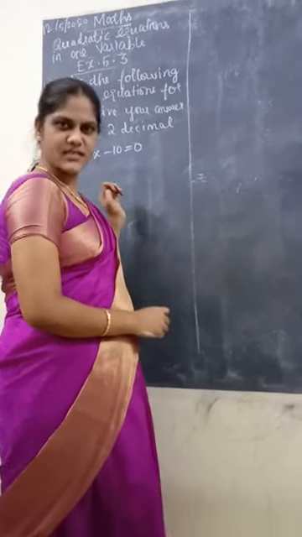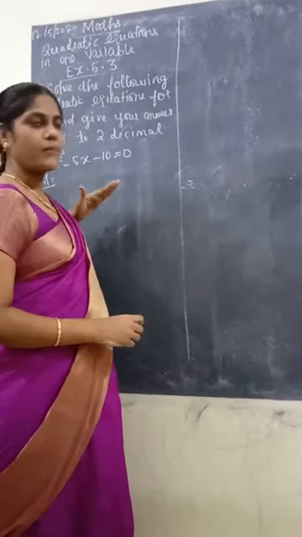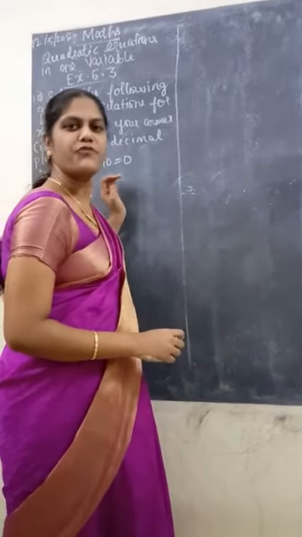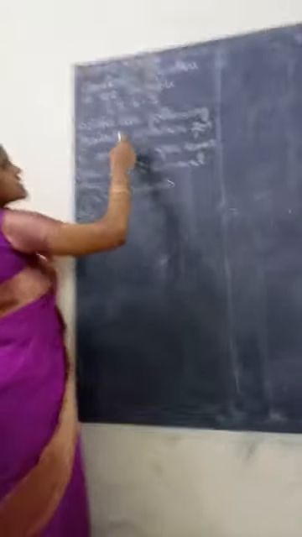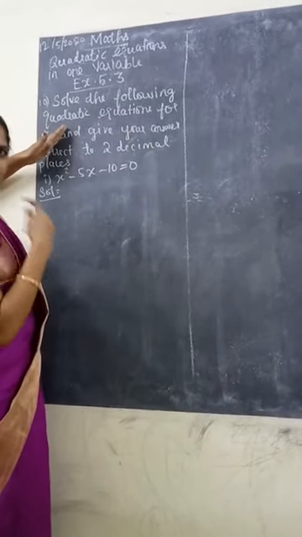Hi students, this is today's class exercise 5.3 continuity. Already we have completed up to the 9th sum. This is from the 10th sum. Listen now, solve the following quadratic equations for x.